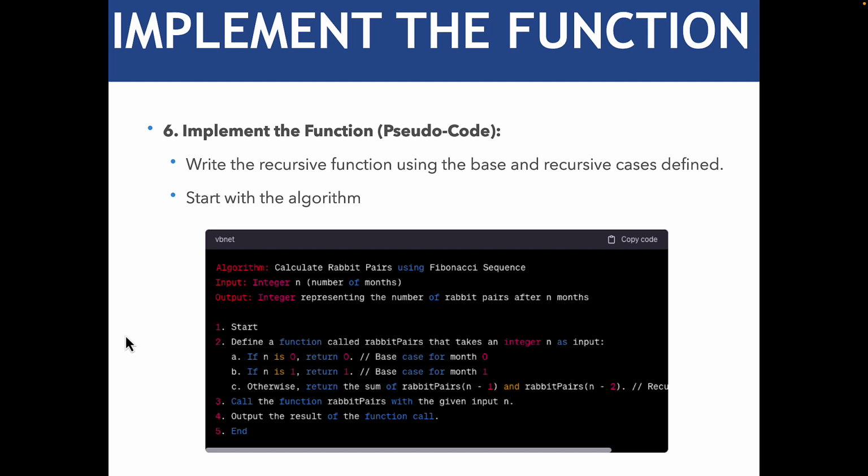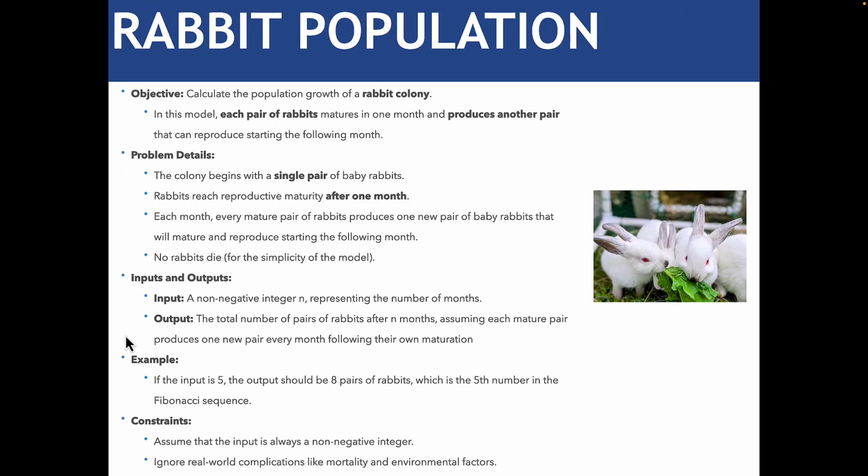Doctor, why do we need the sum of both rabbit pairs n minus 1 and n minus 2? Yeah, this is the pattern of the Fibonacci series, based on the description here.